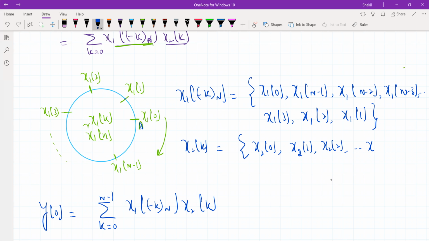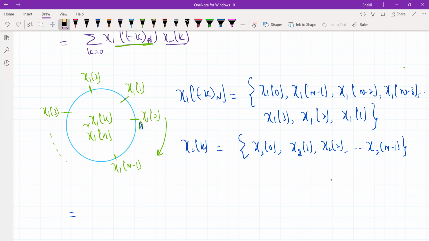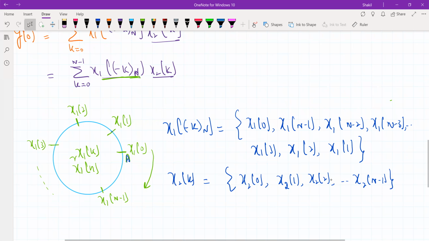Last term will be x2 of n minus 1. So this is our last term. Right? So what you are doing, let me first rub this, then I will tell you what you are doing. See, you have obtained this term, now this term. So this is the term. So what you have to do in this summation, you have to multiply these two.